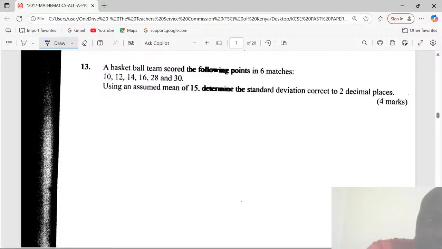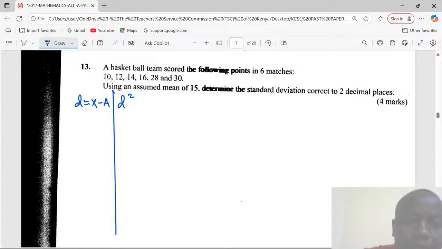So the first thing that we're supposed to do is to find how each value varies from the assumed mean. So let's get all the deviations first, so that we get deviations squared. How do we get deviation? Each value minus the assumed mean. So each score minus assumed mean. The first score is 10 minus 15.